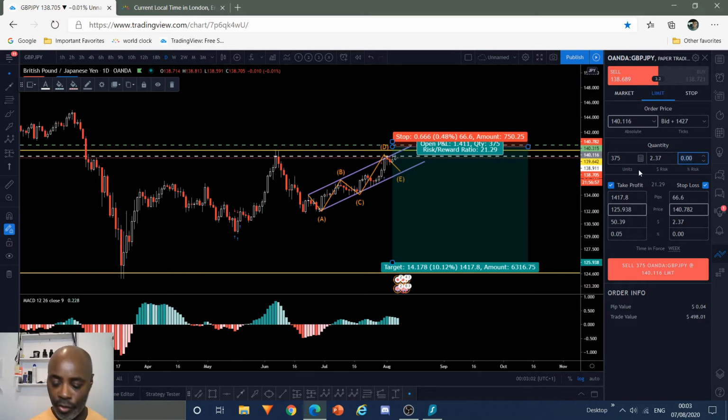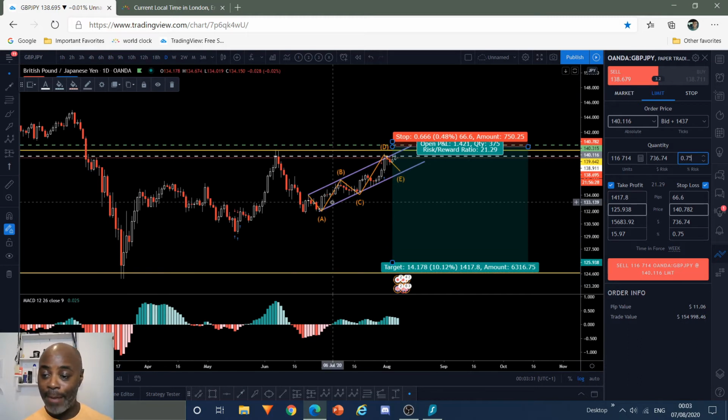How much do I want to risk? Let's just put in 0.75 and see what that means to me. 0.75%. That's a beautiful risk to reward trade, guys. Look at the risk reward ratio on this trade. 21.29 to 1 risk reward ratio. We can see what happens, guys. Price has been down there before this year, so it's not beyond the realms that price could get back down there. So let me enter this trade.